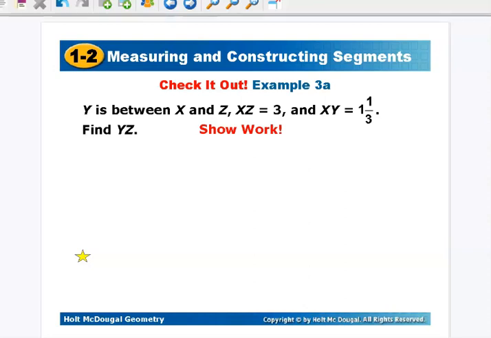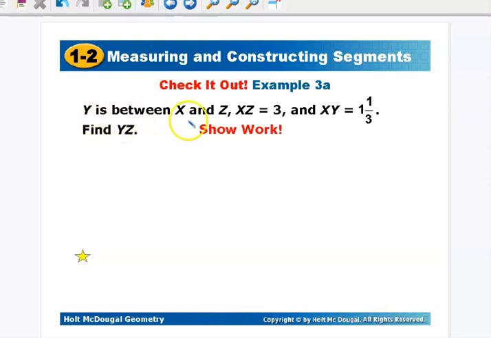Let's pick up where we left off from our last lesson, still in section 1-2, where we're measuring segments. If you remember, we were talking about the segment addition postulate previously. We're looking at another problem. This is example 3a in your notes, and let's read through this.